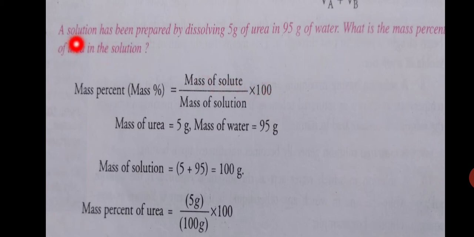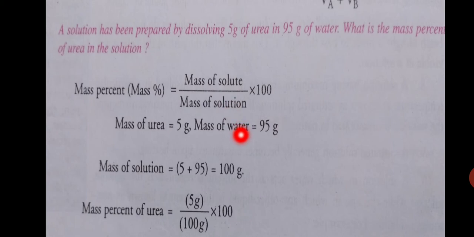So which quantities are given? Mass of urea. Mass of urea means it is the solute, 5 gram. Next, it is dissolved in 95 gram of water. So it is a solvent only, not solution. Mass of solvent or mass of water, 95 gram. So it is not the solution mass, it is only the solvent mass.